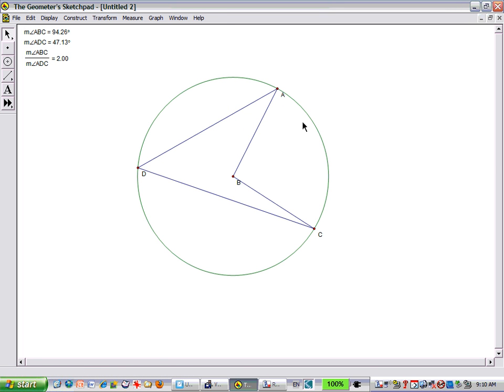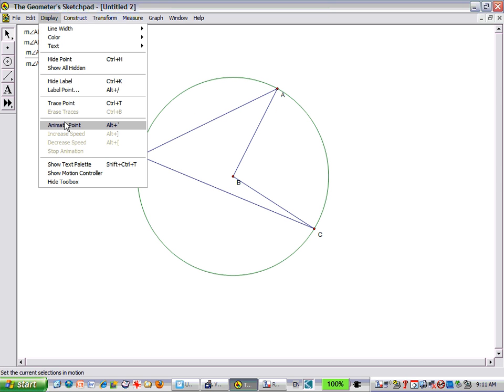So the central angle, the angle made with the center of the circle, is exactly 2 times as big as this inscribed angle on the other side of the circle. What if I changed how it looked? Let's say I moved this over here. Does it still work? What if I moved it over there? Does it still work? Is there anywhere you think I can move that where it wouldn't work?